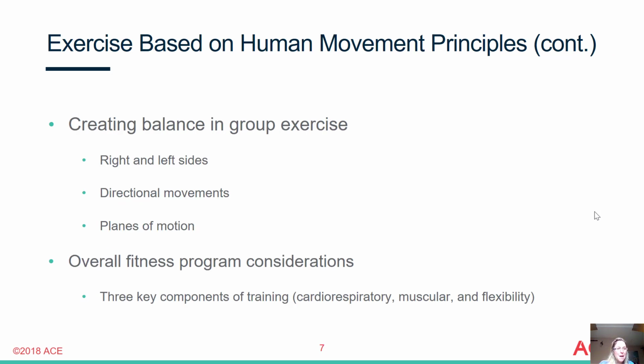Also, we want to create balance in group exercise. So, for example, if we're doing a bunch of lunges on the right side of the body with the right leg, we obviously want to achieve balance and do it on the left side of the body as well. Directional movements, we don't want to stay in one plane or one direction. So if I did side step, side to side, I also want to try to involve maybe forward and backward movements. And therefore, I'm working in all planes of motion.